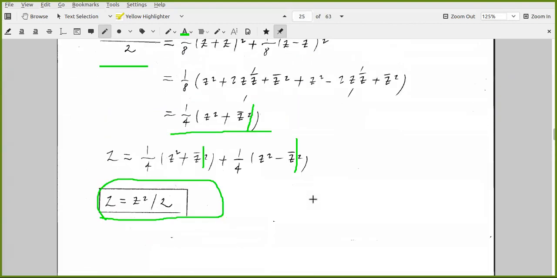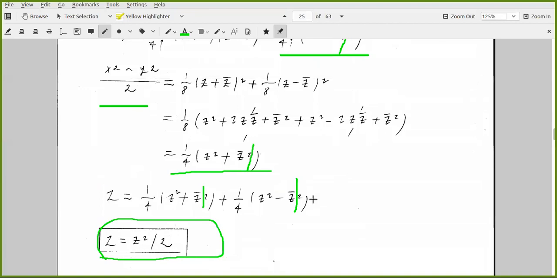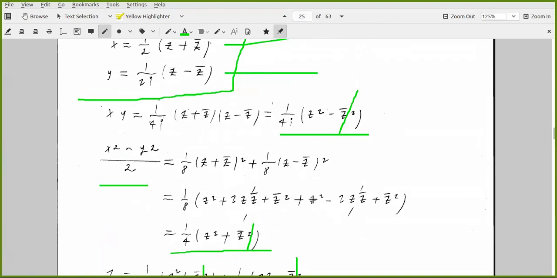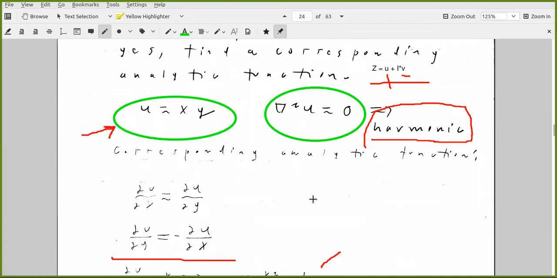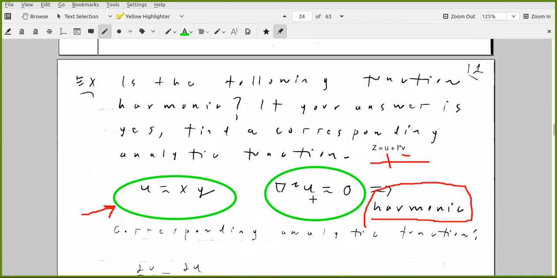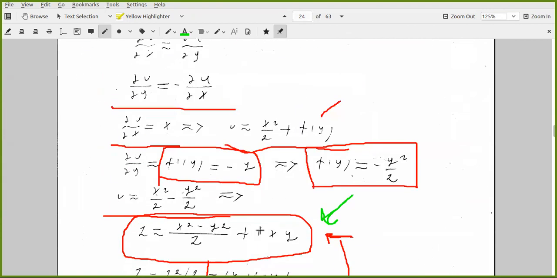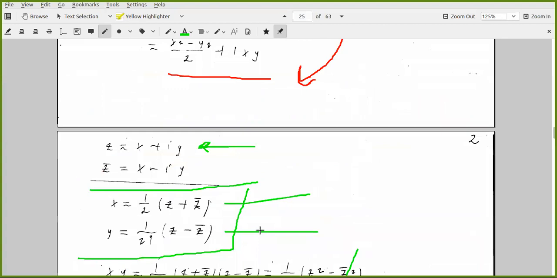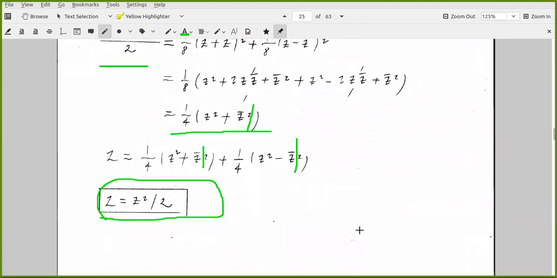Now, therefore, we could manage to derive this analytic function. And the starting point was this question. We were given the imaginary part of the analytic function. This is harmonic. And by applying the Cauchy-Riemann conditions, we determined u and then the value of the complex function as z squared over 2.